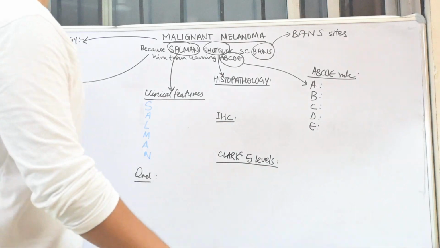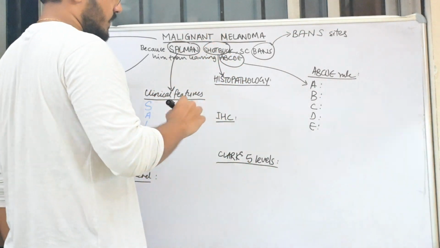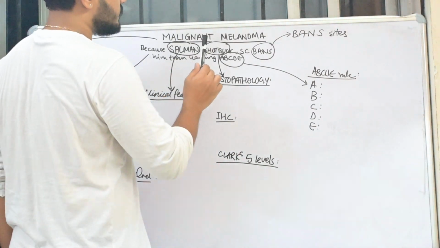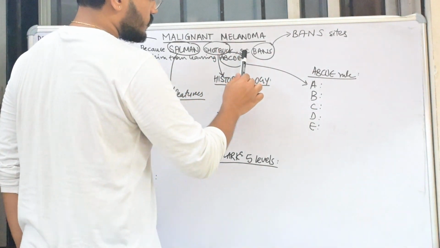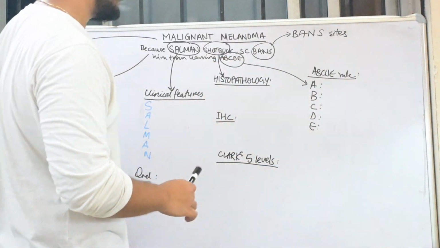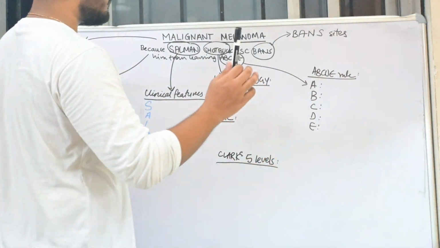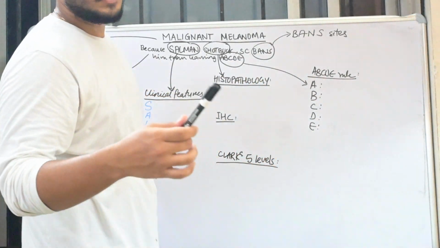So in order to learn what is malignant melanoma, we have to remember one mnemonic, one entire phrase, that is: Because Salman shot buck, Supreme Court bans him from learning ABCDE. Okay, so what do we know? Because Salman Khan shot buck, Supreme Court bans him from learning ABCDE.